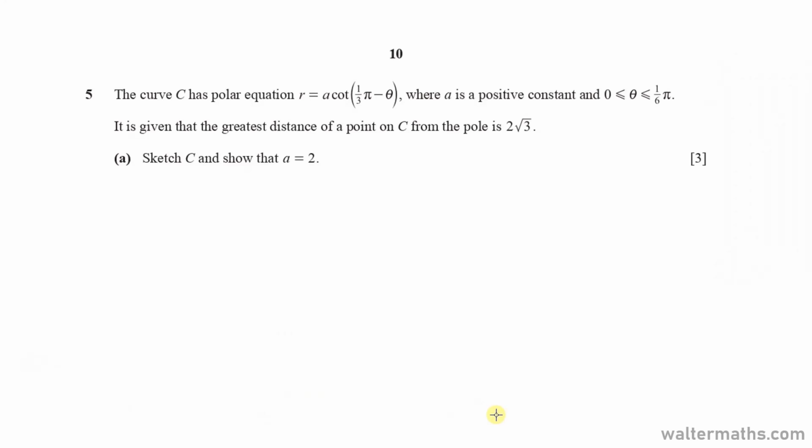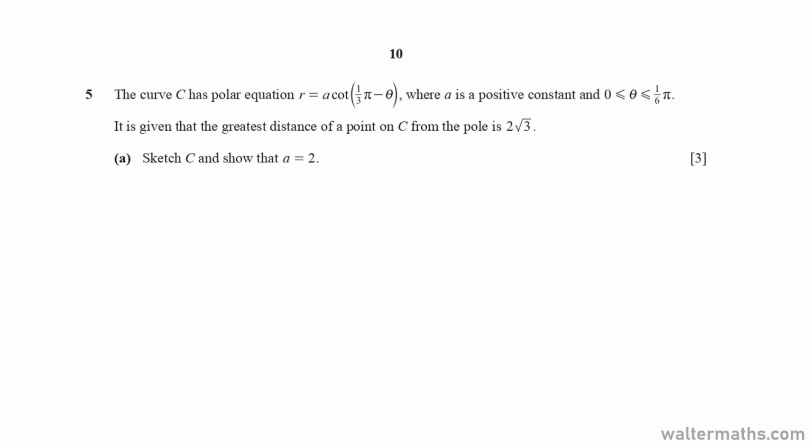Question number 5. The curve C has polar equation r is equal to a cot of a third pi minus theta, where a is a positive constant and theta ranges between 0 and a sixth pi. It is given that the greatest distance of a point on C from the pole is 2 root 3. So on A they say, sketch C and show that a is equal to 2.